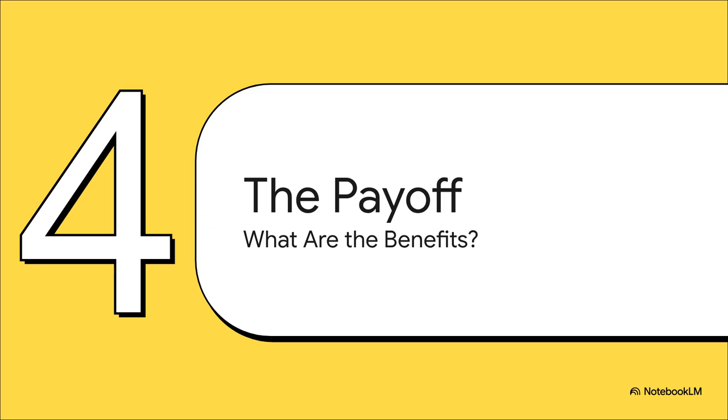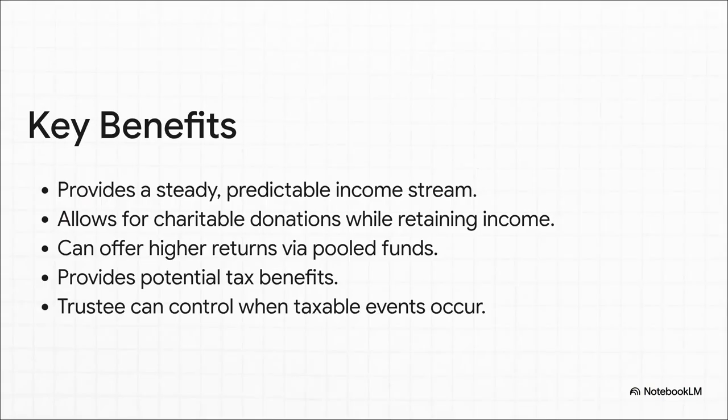Okay, so we've gone through the what and the how. But what about the why? I mean, why bother setting one of these up in the first place? Let's dig into the real benefits. So the number one benefit is obvious, right? That's steady, predictable income. But it doesn't stop there. You've got these cool options for charitable giving and pooled investing. But pay close attention to this last point, because it's a big one. A trustee can strategically decide when a taxable event happens. That kind of control can be a game changer for long-term financial strategy.